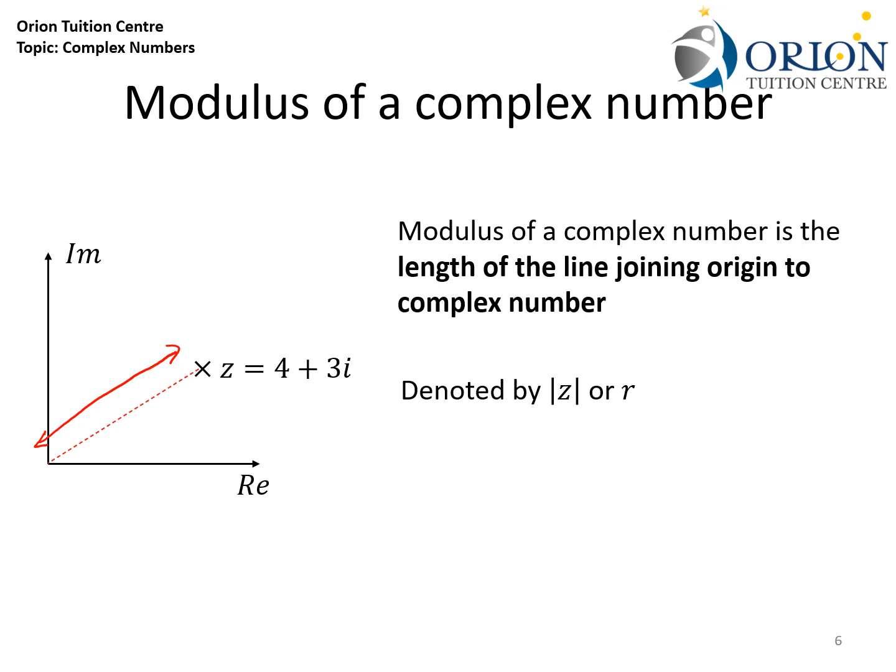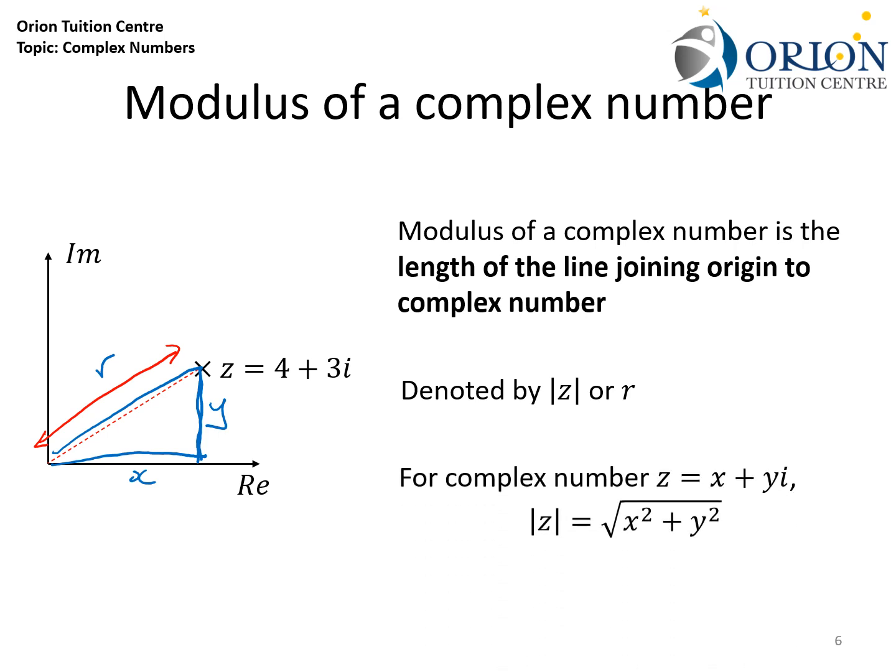And to evaluate this modulus, we can simply apply Pythagoras' theorem on this right angle triangle, where this is x, this is y, this is r, to get the square root of x squared plus y squared.